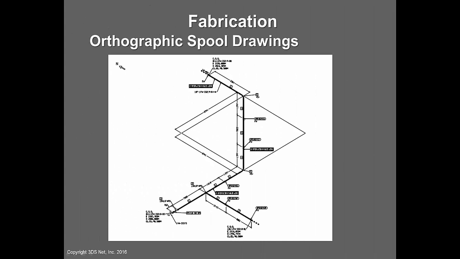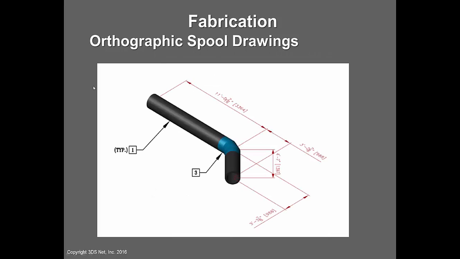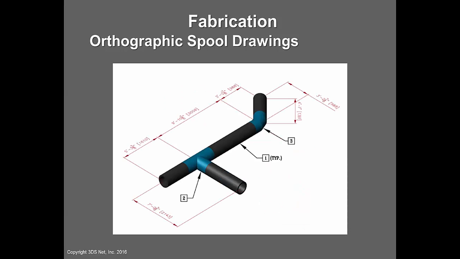Certain piping configurations can be confusing coming out of IsoGen, and it takes additional training to learn how to interpret them correctly. In this case, it looks as if the pipe is turning up and then changing directions, when in fact this spool is all flat and there is no vertical turn. In this case and many other cases, orthographic spool drawings can solve this confusion.